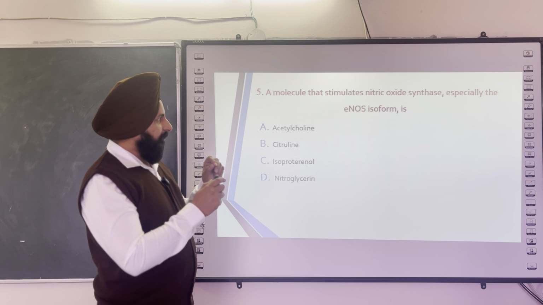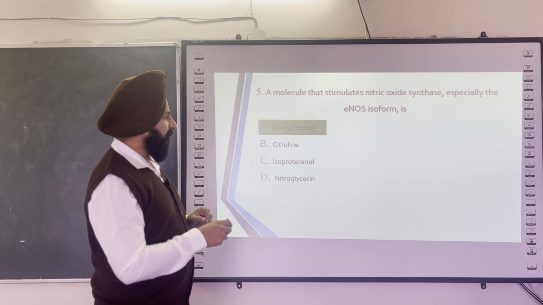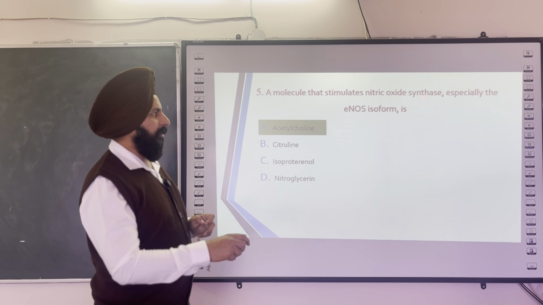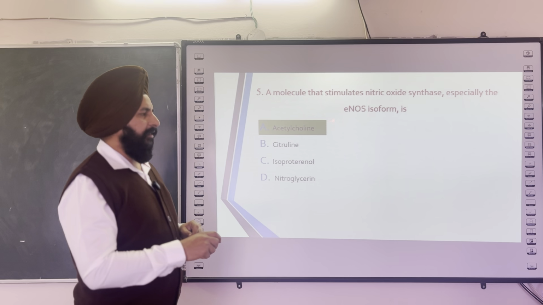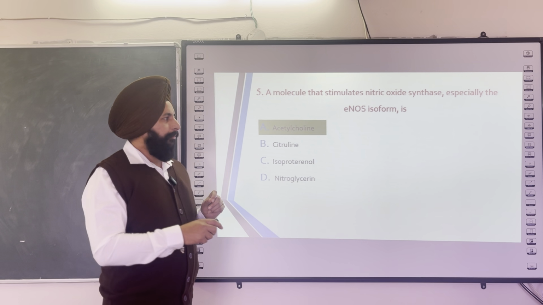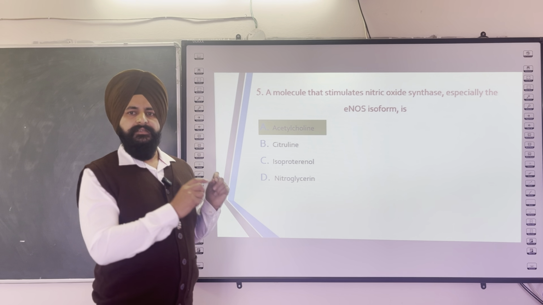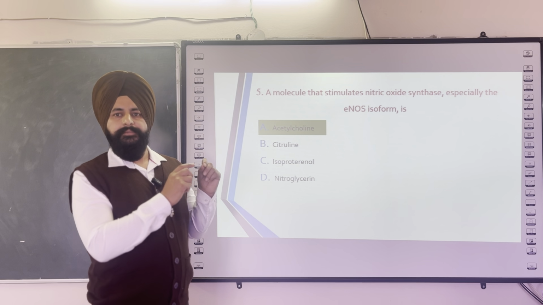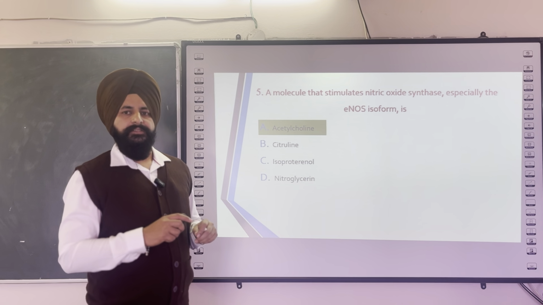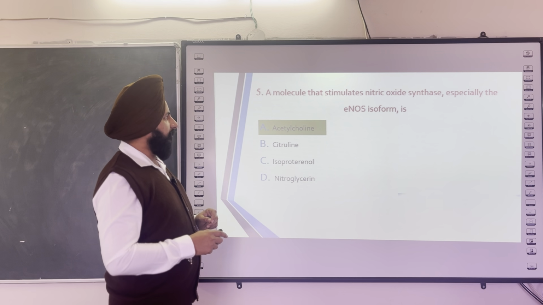The drug which increases nitric oxide synthase, the correct option for this question, is acetylcholine. So acetylcholine stimulates nitric oxide synthase, particularly in the endothelial cells of the blood vessel, and by increasing eNOS expression in your blood vessel, it reduces the blood pressure and the pressure over the blood vessels. So acetylcholine is vasodilatory in nature. So this is the correct answer for this question.